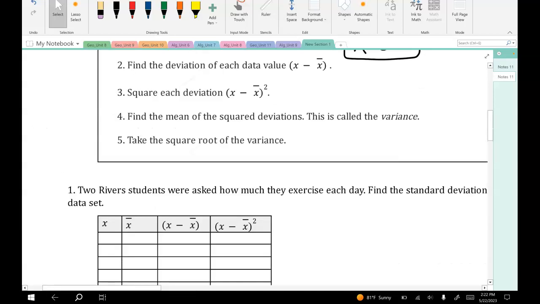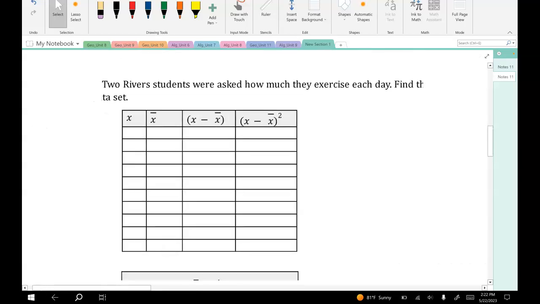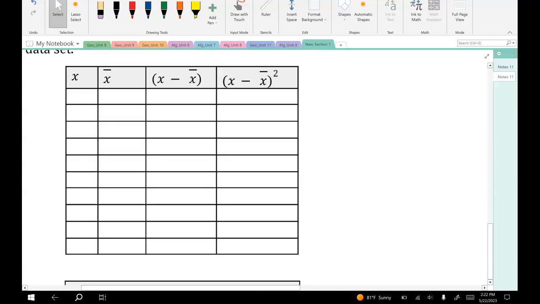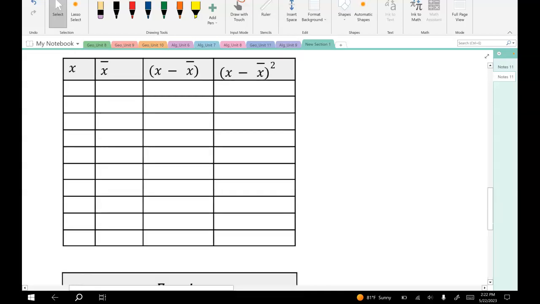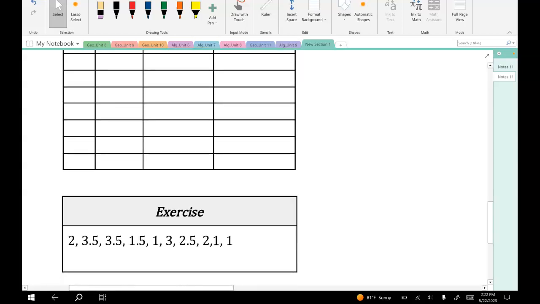So let's look down at our charts. All the charts are the same. They each have the same 4 headers. Your first column has just an X in it. This is where you're going to list all of your X values. So down here in our problem, we surveyed how much Two Rivers students work out each day. So down here, these are all our X values, and this is what we put into our first column.